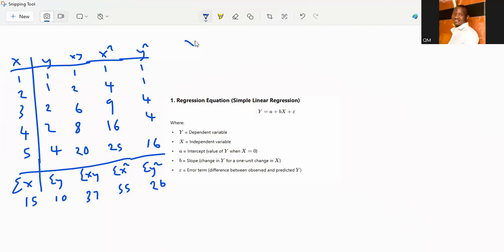So how do you come up with the regression equation? Y is equal to a plus bx. So you need to find your b before finding your a. So b stands for the what? For the slope. A stands for the y-intercept.